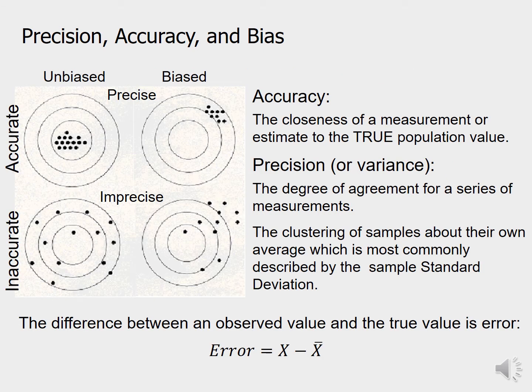Before we look at how error enters our sampling design, we need to first understand the ideas of accuracy and precision. Accuracy is the closeness of our estimate to the true population value, while precision describes the agreement or variability between a set of measurements and is commonly characterized by the sample standard deviation. At the same time, we can describe error as the difference between a single observation and the true value.